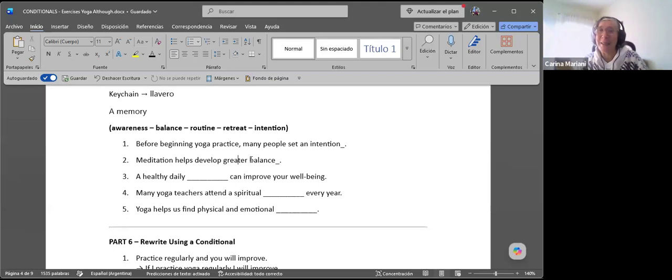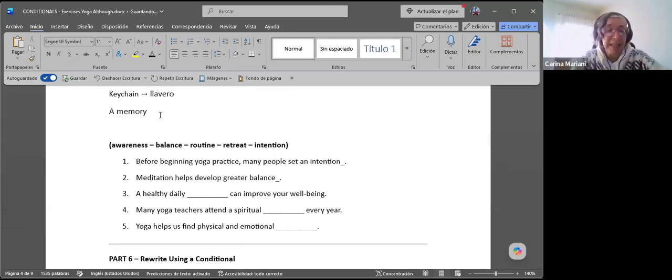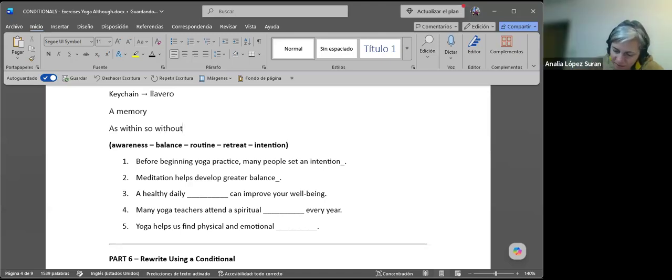I am thinking that there is another saying, in Spanish and also in English. In English we say as within, so without. As within, so without. What does it mean in Spanish? Como es adentro, es afuera. As within, so without.